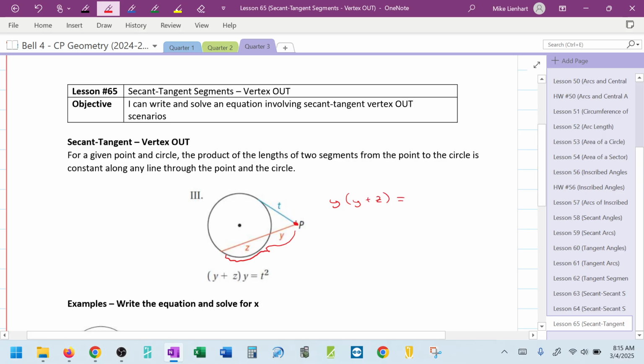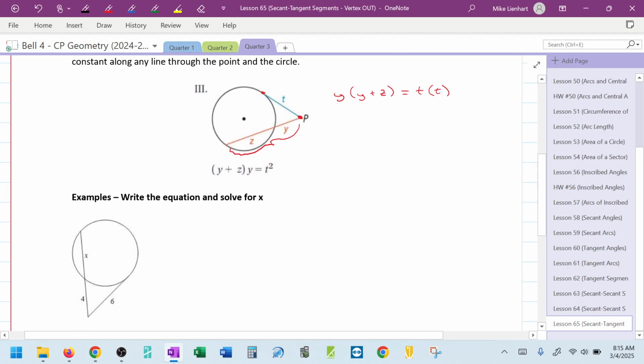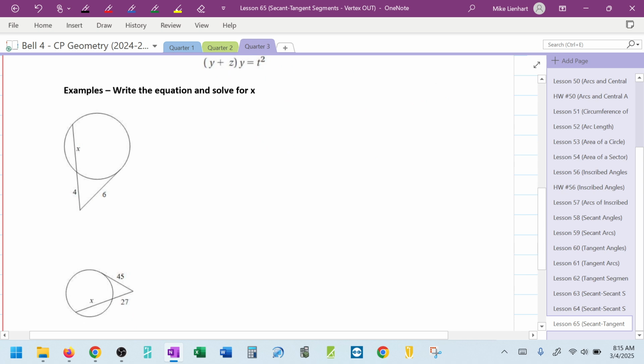Now if we go to the other side and I measure from P to the circle, that's T. If I try to measure to the other side of the circle, there's only one measurement. So you're going to take T times itself, or T squared. Okay, so we're going to use this concept on a few examples.